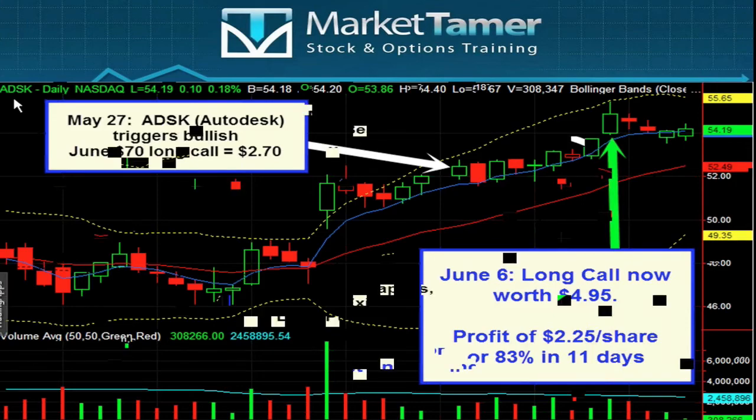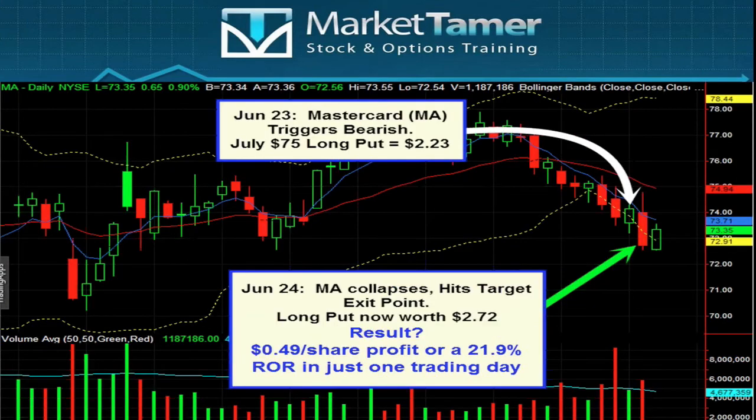Here's MasterCard from Monday. It finished up on the day when the trade triggered in the white arrow, but the green arrow, boom, it crashed the next day. We got our profit, 21%.